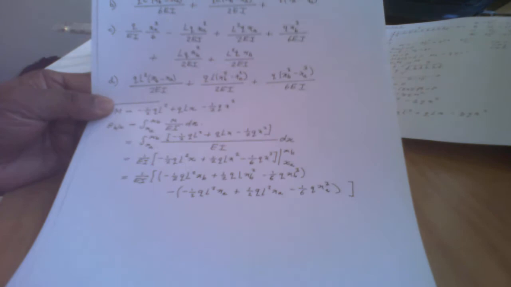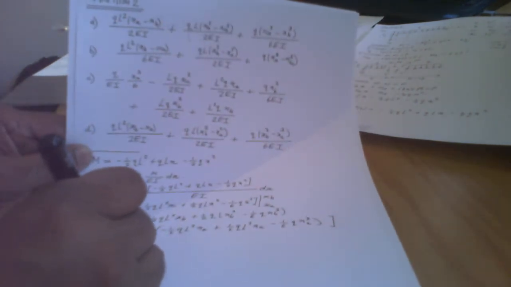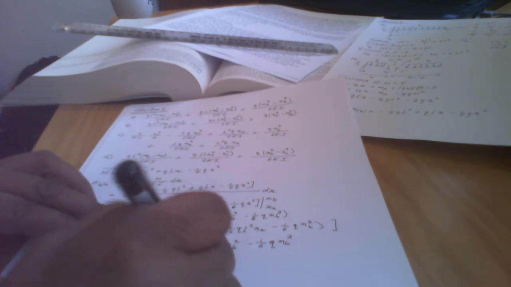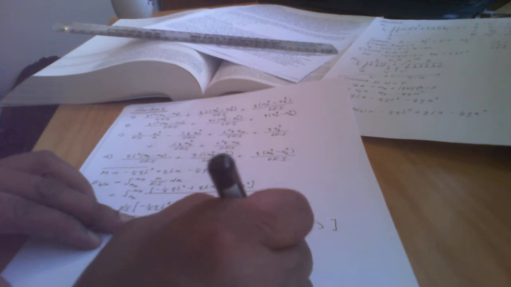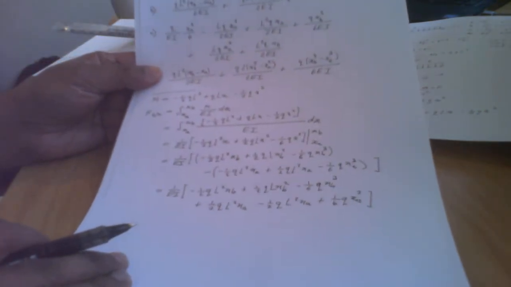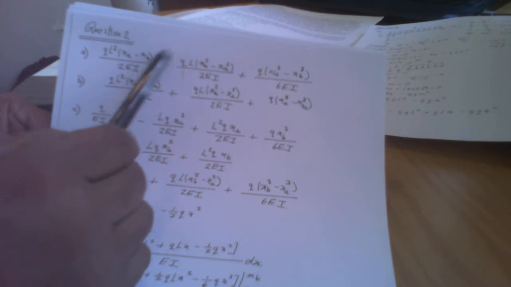Like so, expand out the terms. Minus and minus is plus. Minus minus is plus. Right. Now, the options for A, B, and C, xA minus xB, xB squared minus xA squared, over there.